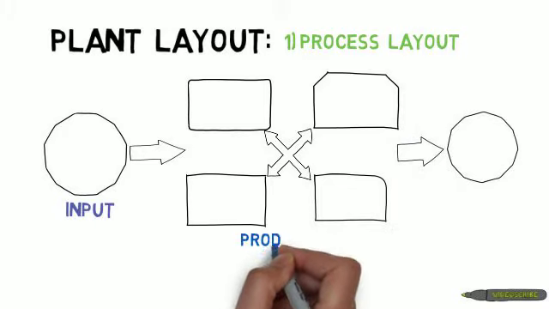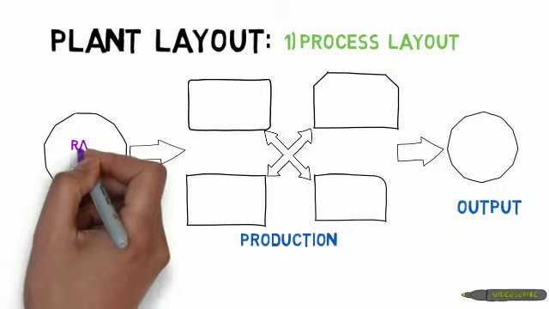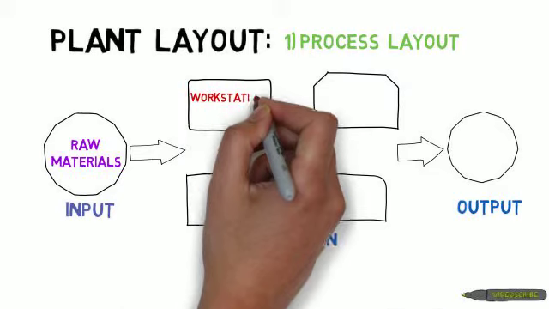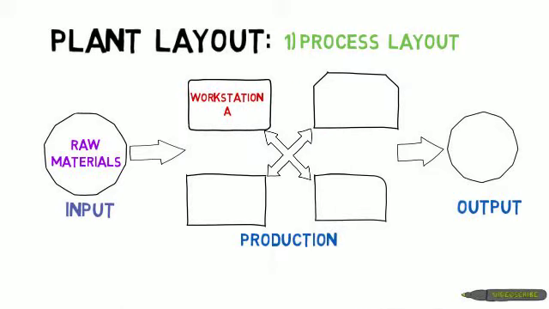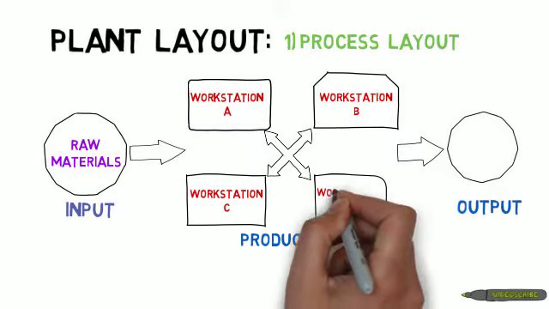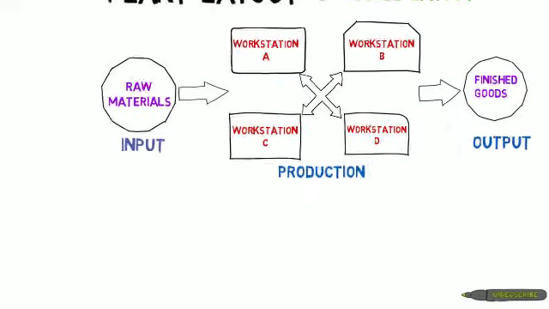This layout is created when we have several different operations to create small batches of different products, and it is arranged so that each operation can perform in its own particular area. When the raw materials enter the operation, they will move directly to the place, what we call the workstation, without any sequence according to their need before becoming an output or finished good.